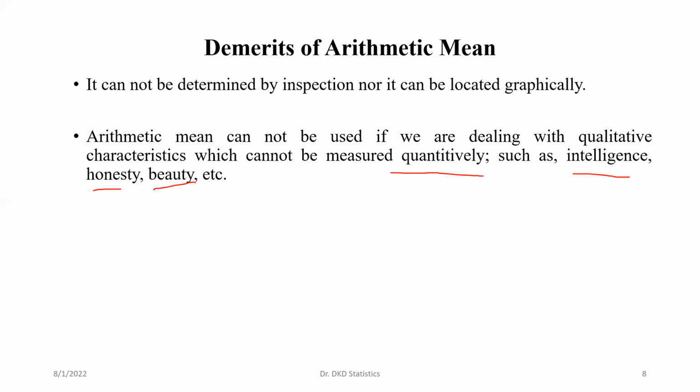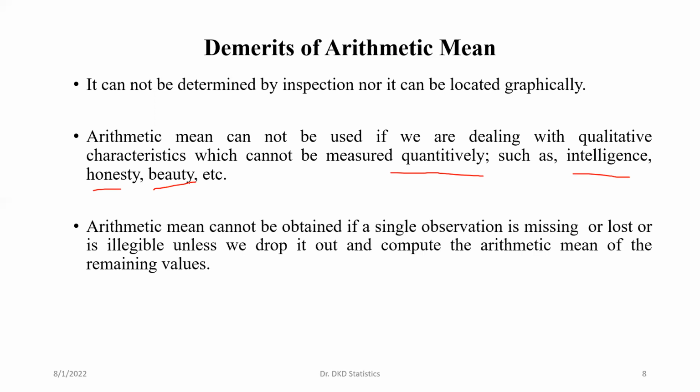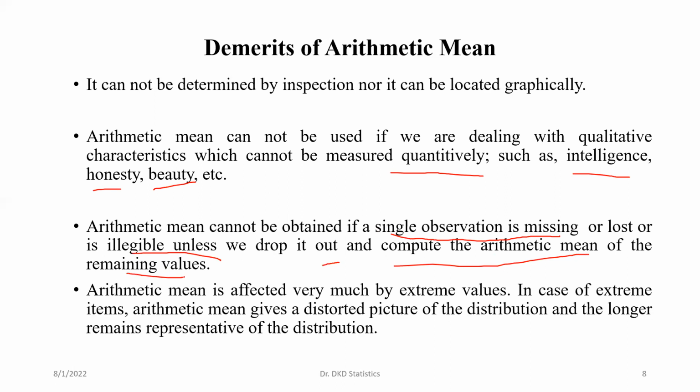That is the demerit. And the arithmetic mean cannot be obtained if a single observation is missing, lost or illegible, unless we drop it out and compute the arithmetic mean of the remaining values. This is the demerits point. Arithmetic mean is affected very much by extreme values. In case of skewed items, the arithmetic mean gives a distorted picture of the distribution and no longer remains representative of the distribution.